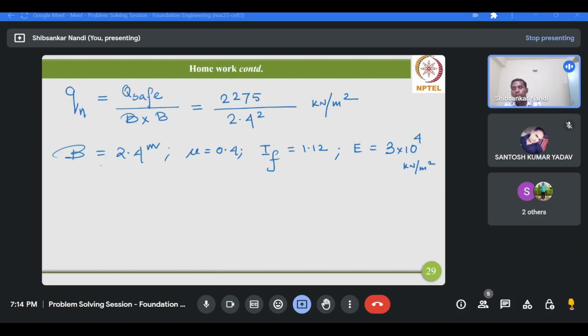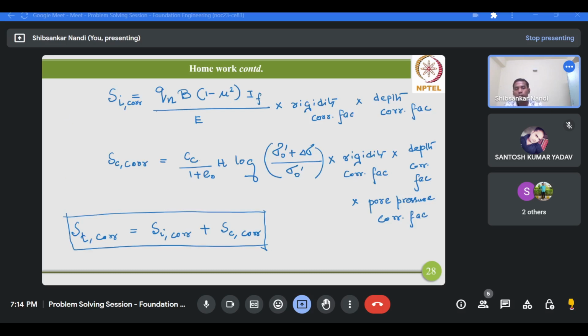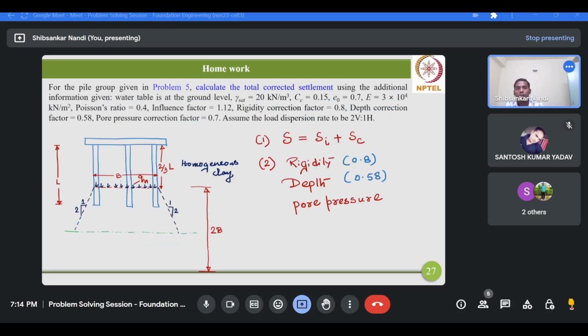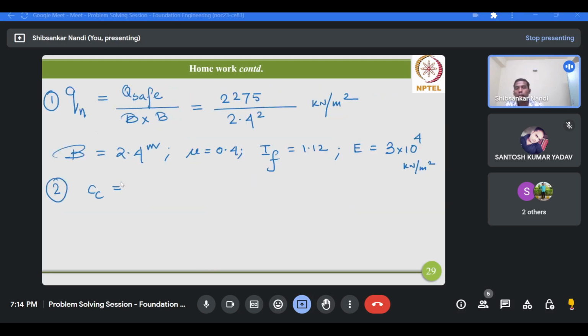Now coming to the consolidation part, you should know this data. CC, compression index, this is given as 0.15. Then you should know the initial void ratio of the soil, which is given as 0.7. Then you should know the thickness of the stratum.